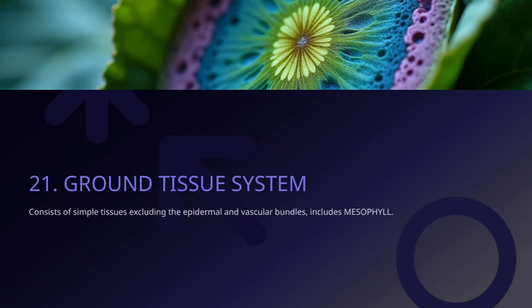Overall, the ground tissue system plays a vital role in supporting the plant's structure and facilitating vital processes like photosynthesis, making it an essential part of the plant's overall functioning.